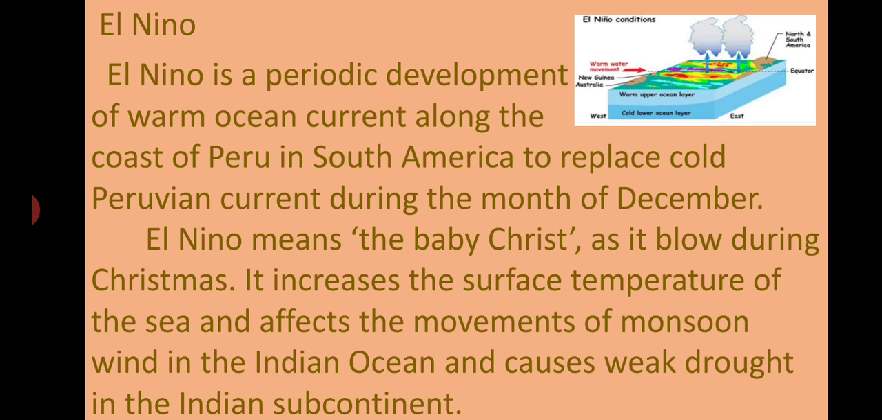El Nino means the baby Christ, as it blows during Christmas. It increases the surface temperature of the sea and affects the movement of monsoon wind in the Indian Ocean and causes weak drought in the Indian subcontinent.